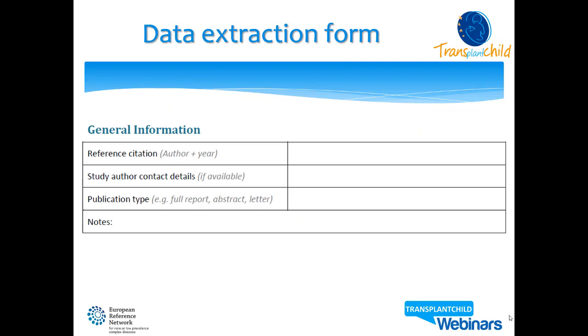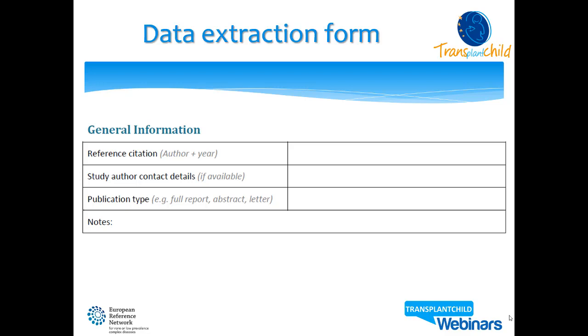So the data extraction form has several sections. The first one is the general information. You have to extract data about the author and the year, so the reference, and the study author contacts, if it's available and easy to find in the text. It could be nice to have this information here, because in order to get data when they are not available, it's easy to go to the data extraction form and find the email address.